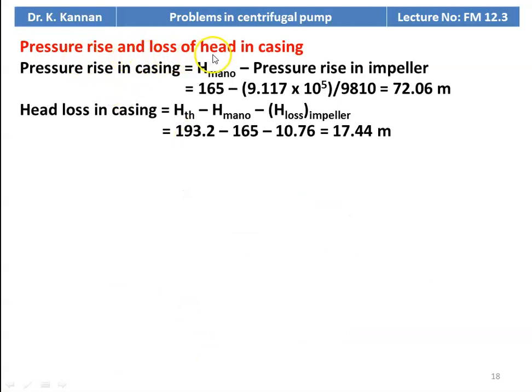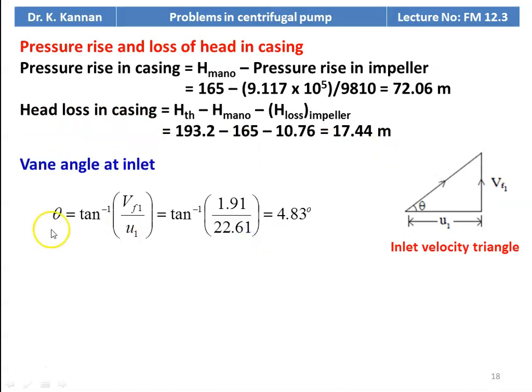Now the pressure rise and loss of head in the casing. Pressure rise in the casing equal to manometric head minus pressure rise in the impeller. Manometric head is 165 meter and the pressure rise in the impeller is 9.117 into 10 power 5 divided by 9810. This becomes 72.06 meter. The head loss in the casing is theoretical head minus manometric head minus head loss in the impeller, which is 193.2 minus 165 minus 10.76, equal to 17.44 meter. Referring to the inlet velocity triangle, the vane angle at the inlet is tan inverse of V1 divided by U1, so tan inverse of 1.91 divided by 22.61 equal to 4.83 degrees.